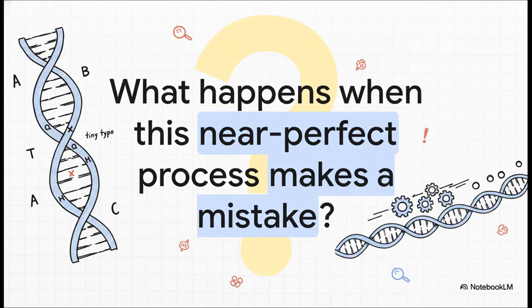But that brings us to one last, really important question. I said it's nearly perfect. With trillions upon trillions of copies being made in your lifetime, even a tiny error rate means mistakes will happen. So, what happens when this incredible, precise machine makes a little typo? What are the consequences of just one tiny mistake in our genetic code?